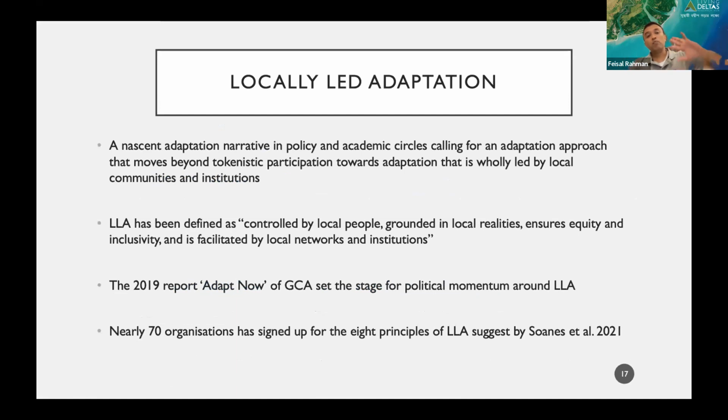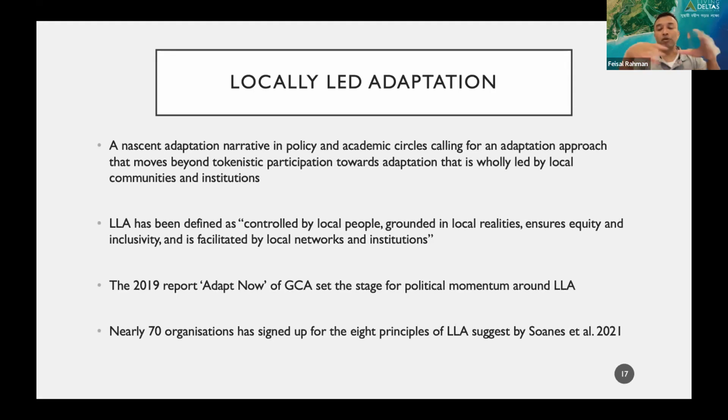Now, as we say that these challenges exist, a new concept is slowly emerging from community-based adaptation, which is called local-led adaptation. It tries to address some of the challenges that we see within CBA, but also in general with adaptation. And first of this is really access to finance.